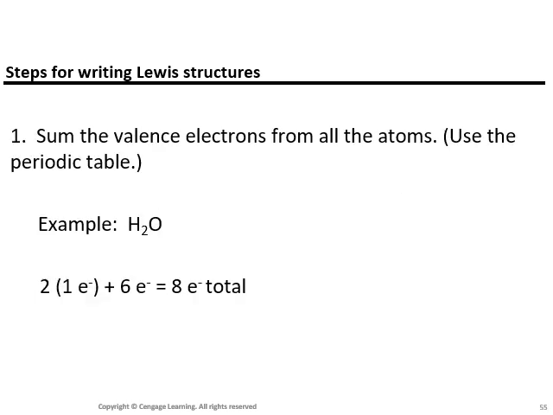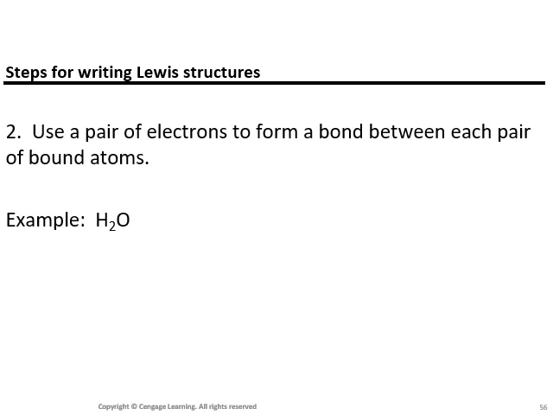So for H2O, sum the valence electrons from all the atoms. Well, H has 1 and O has 6. So 6 plus 1 plus 1 is 8 total. Next, write O and then put an H on each side. And then draw a line between each H and the O.